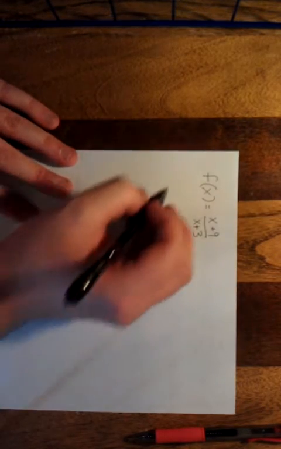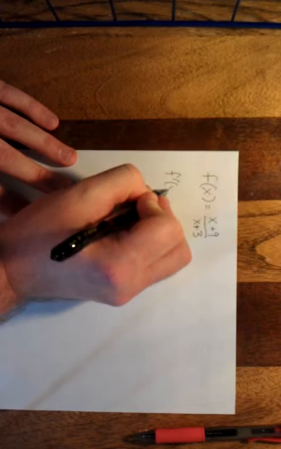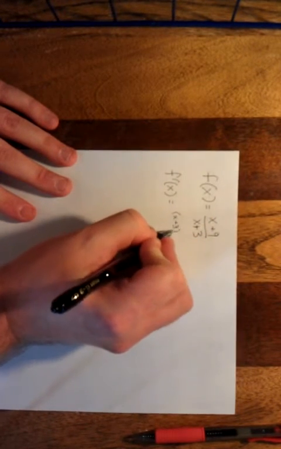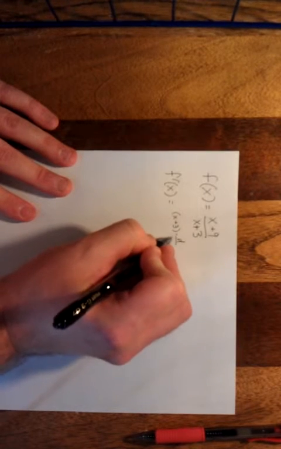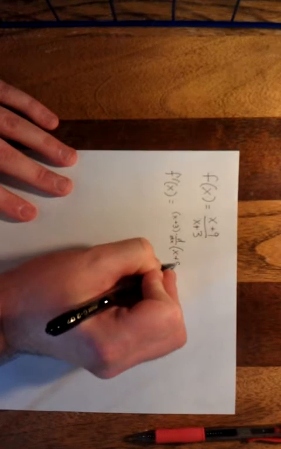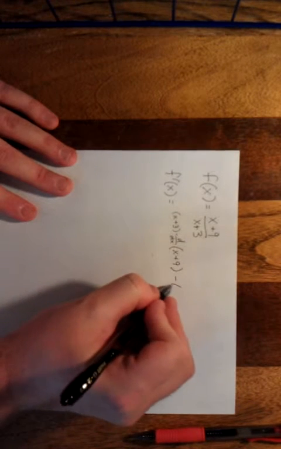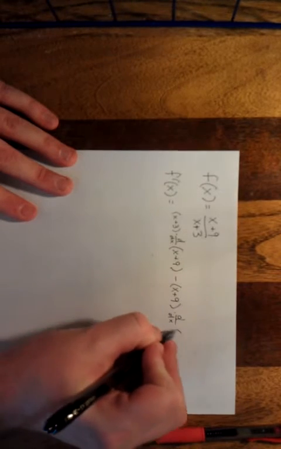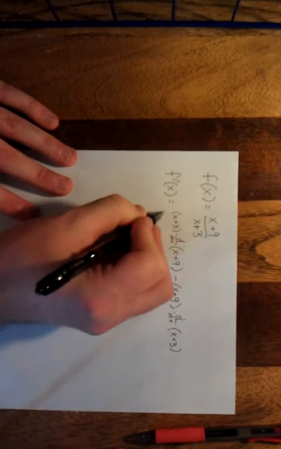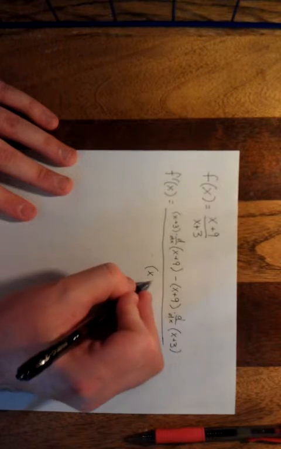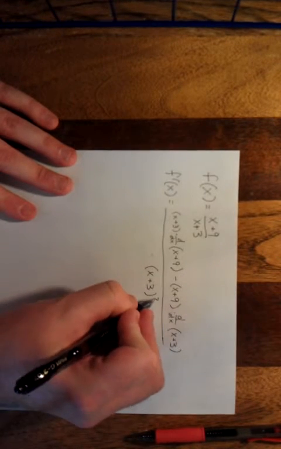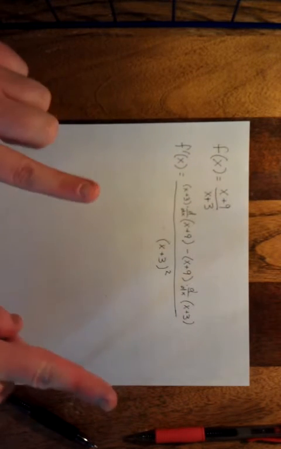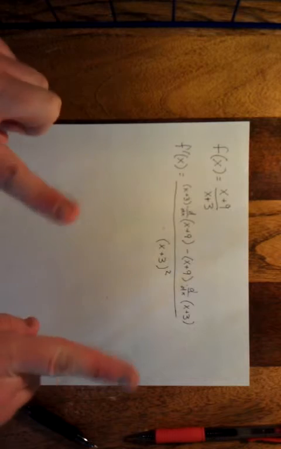To take the derivative of this, we'll need some quotient rule. Quotient rule says low d high less high d low over the square of what's below. Or as I tell my Calc 1 class, I actually do this with my hands. Low d high less high d low over the square of what's below.